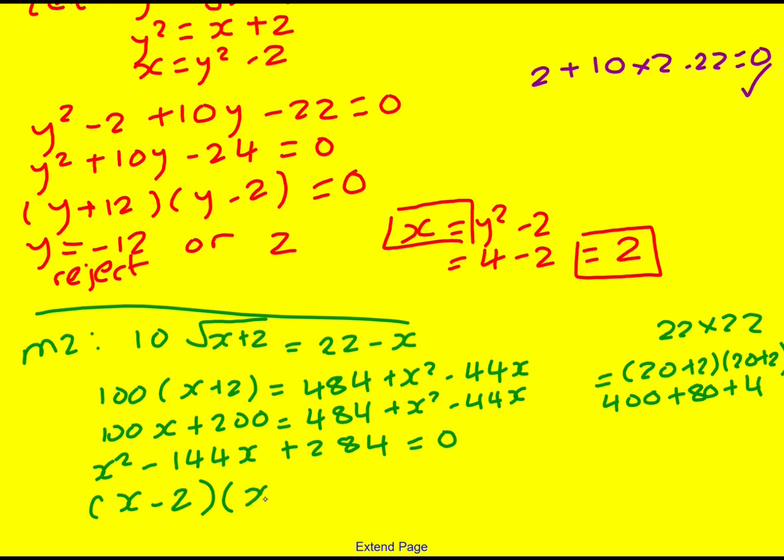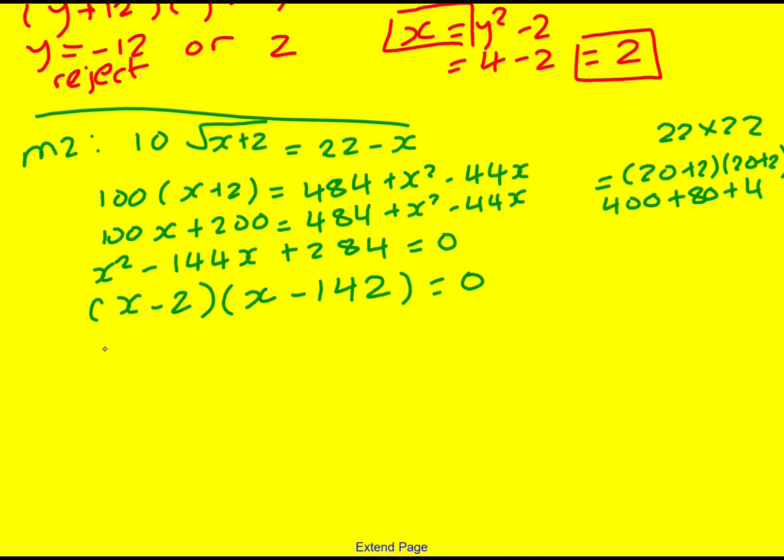Look, it doesn't take too long, I guess, because they're going to be fairly far apart to get minus 144x. So then we get x minus 2 and x minus 142, equaling 0. So x equals 2 or 142.